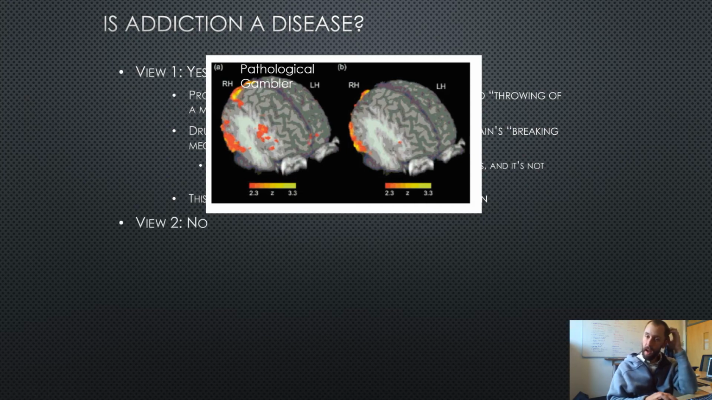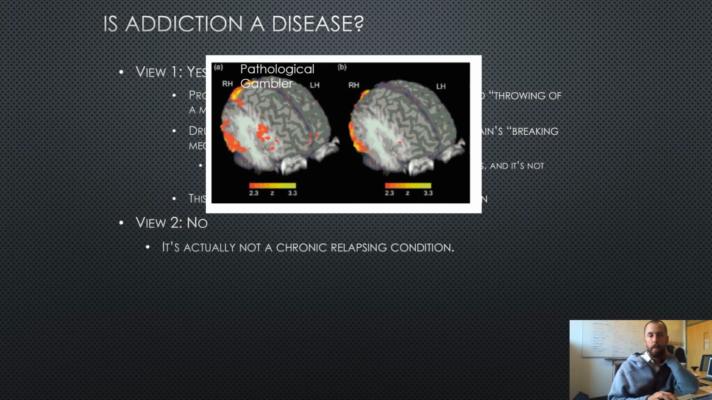So that's one view. Now another view, though, is that it is not a disease. And this is the view presented by Gene Heyman in the podcast. The view here is that it's not actually a chronic relapsing condition. So that is an assumption made by many people. Even some neuroscientists, many psychiatrists, psychologists think that's true, but it's not true.